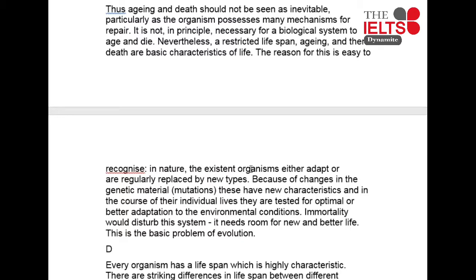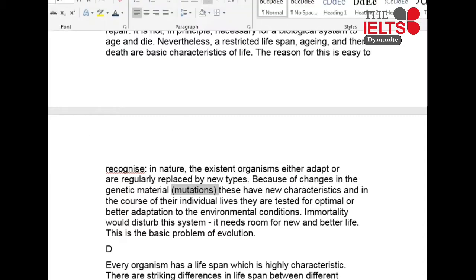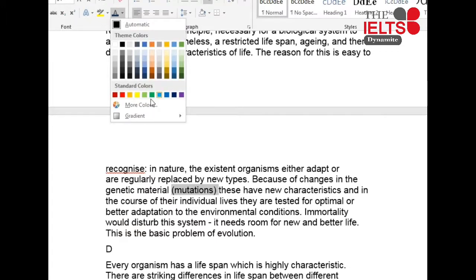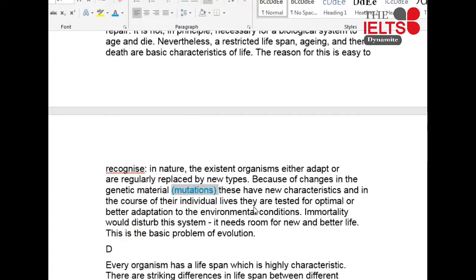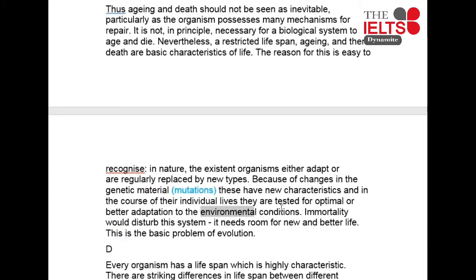Here in nature, the existent organism either adapt or are regularly replaced by, here the word mutation, look. Here is the mutation. So I will put it in color. So let's make it blue. Okay, mutation, these have new characteristics and in the course of their individual lives they are tested for optimal or better adaptation, okay, to the environmental conditions. What is environmental conditions means? Like environment. So the answer is supposed to be here.